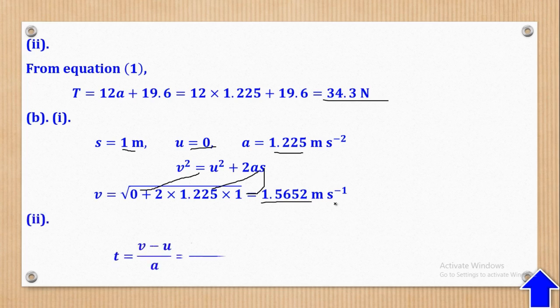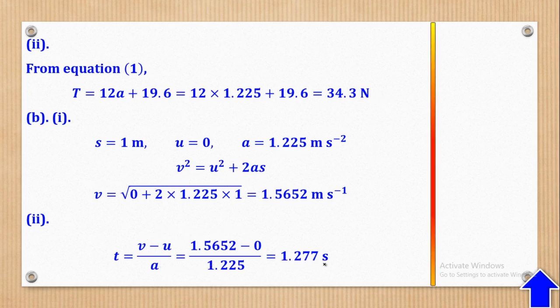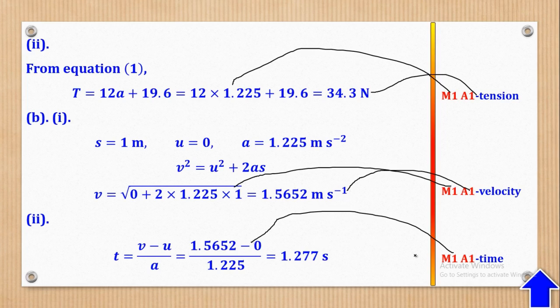Then for Roman 2, they wanted time, so we shall use the first equation of motion. So v minus u is equal to at. So v is that, u is that, and a is that. Therefore, the time will be 1.277 seconds. Basically, that's what they wanted, and now let's see how marks can be awarded. So this for tension, substitution, and output. Here also substitution and output. Here also substitution and output.